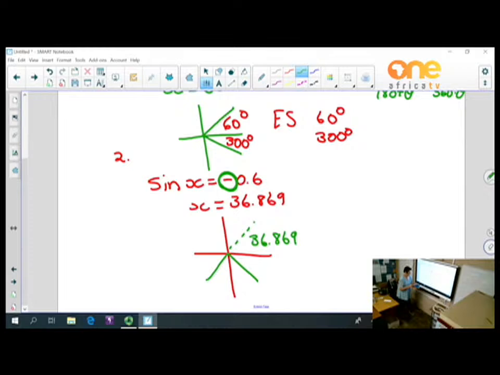So on your calculator, 180 plus 36.869. And now I'm going to round off my angles to 1 decimal place, and I write my final solution. So this angle that we're talking about is 216.8 degrees. Angles to 1 decimal place. Now we also need to find this one, butterfly story, 360 minus theta. So 360 minus 36.869 is equal to 323.1 degrees.